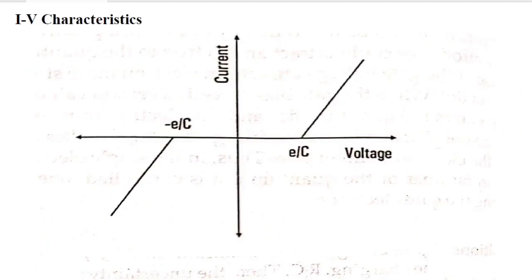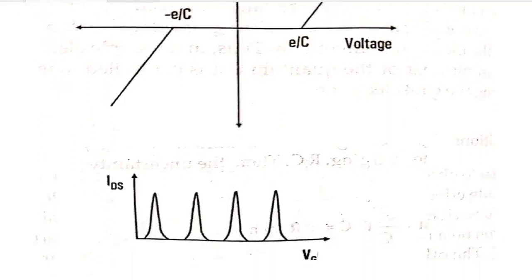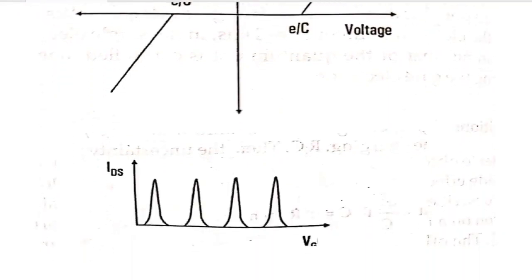So this is the IV characteristics of a quantum dot with Coulomb blockade effect. This is already explained in module 5. Please refer to previous lectures. And here check the drain current, I_DS. Here the current is increasing, then decreasing, then again increasing, decreasing with respect to the gate voltage. So what is the role of the gate here? I will explain it shortly.